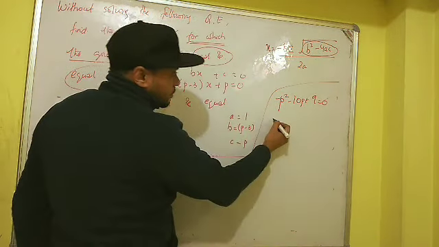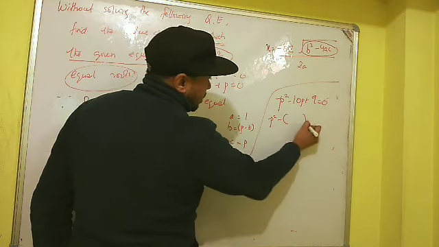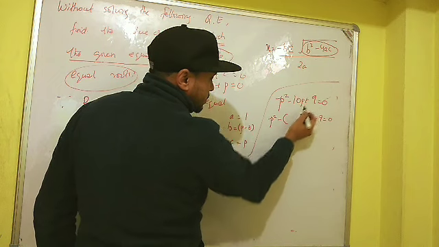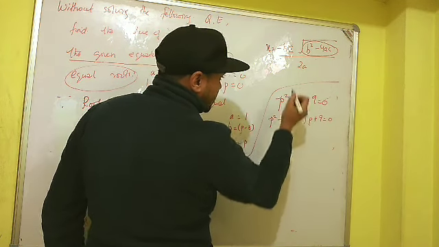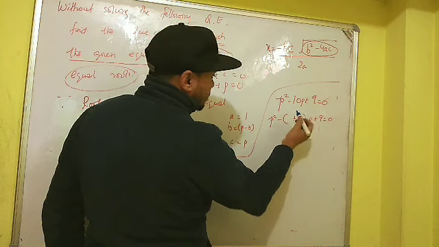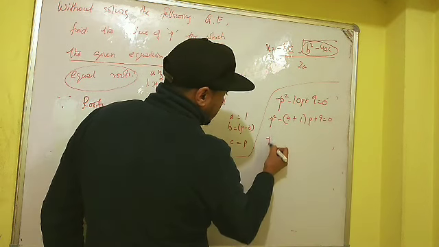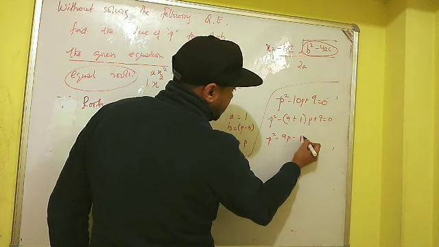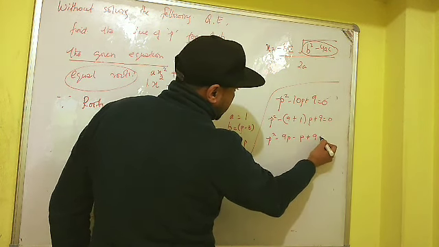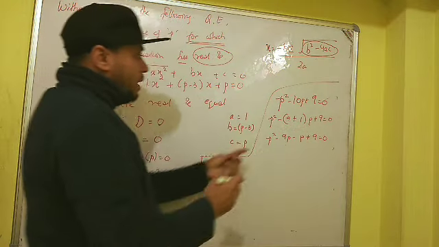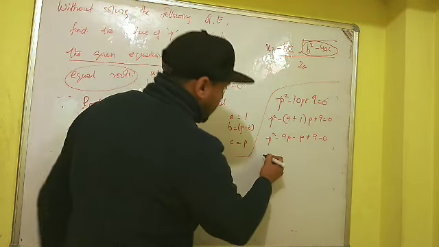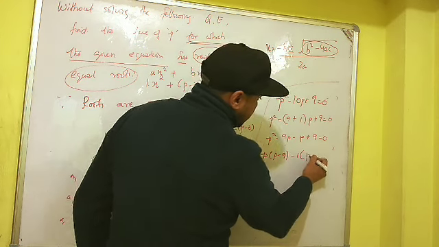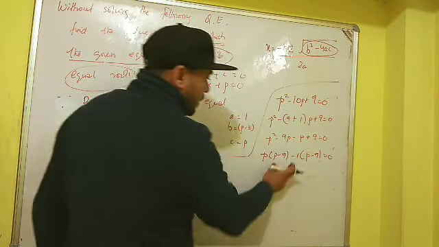Alright, now we'll break the middle term. So what should be here? Yes, if the last value is plus, it will be plus. So what are the factors of 9? 3 threes are 9, 9 ones are 9. So 9 plus 1 is 10. So p squared minus 9p minus p plus 9. Many people make this mistake when you open the bracket: first you have to multiply with the sign. So p is common, so this is p(p minus 9), minus 1 is common, (p minus 9) is equal to 0.